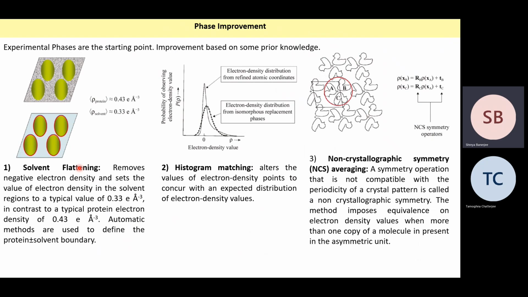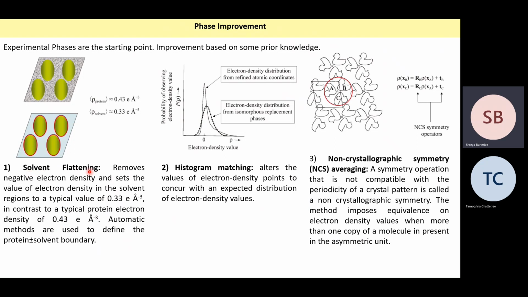So you have seen the Patterson function, the multiple isomorphous replacement, and the anomalous dispersion effect to find the phase. Once the phase is known, the exact values of the phases can be improved by certain methods. One is the solvent flattening, which is basically that the electron density of the solvent is 0.33 e, where e is the charge on a single electron. And for a protein environment, it is 0.43.